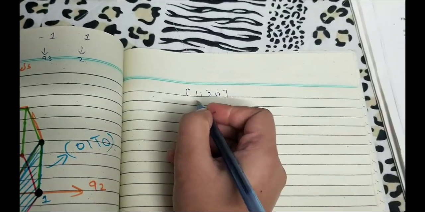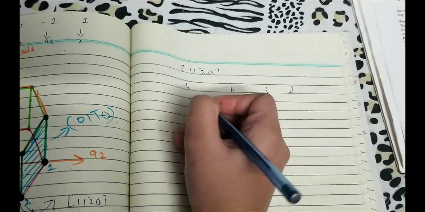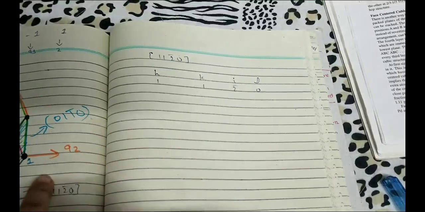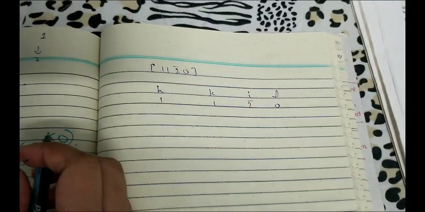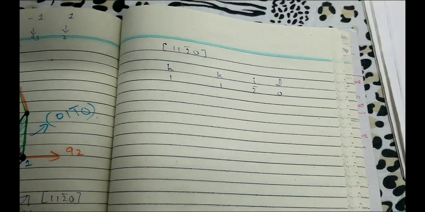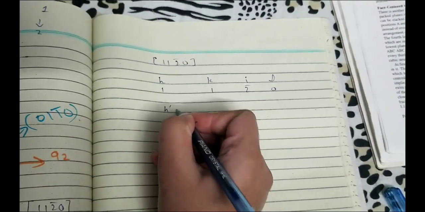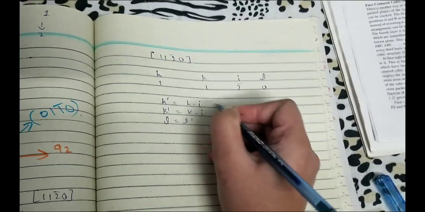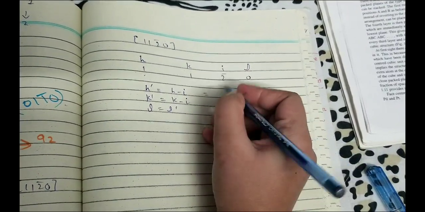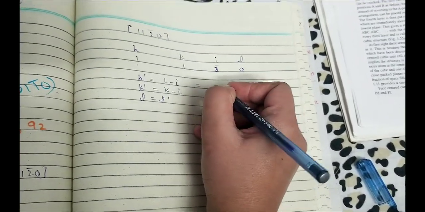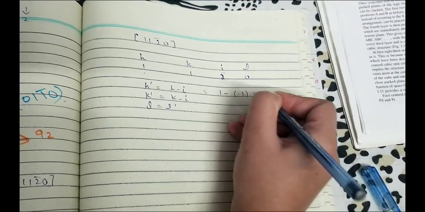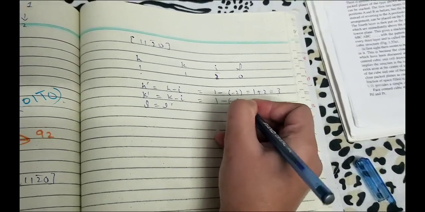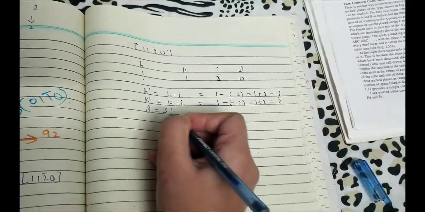For that purpose we have given h, k, i and l, which is 1, 1, 2 bar and 0. What we have to do is to convert these Miller indices into the 3D system, because when you convert it into the 3D system, then you will be able to draw the direction. So we need to find the h prime, which is h minus i, k prime, which is k minus i, and l equals l prime. So h prime is h, which is 1, and i, which is minus 2 here. So 1 minus 2 bar, which is 1 plus 2, which is 3. k, which is 1 minus 2 bar, gives us again 3. l equals l prime, which is 0.